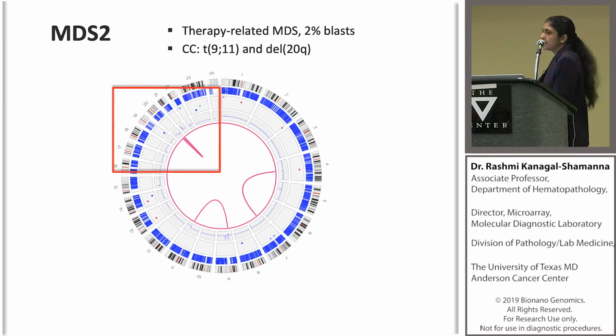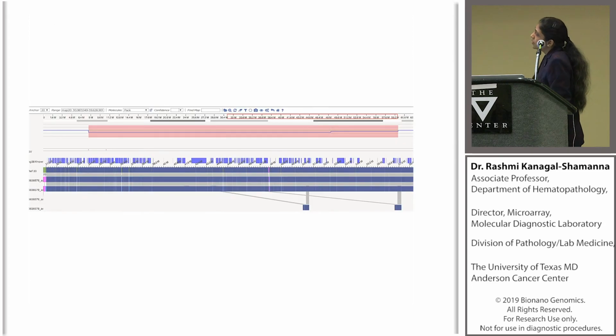So here is a second case. This was a therapy-related myelodysplastic syndrome in a patient with a prior history of breast cancer, again with 2% blasts. Conventional cytogenetics showed translocation 9;11, and there was another deletion, 20q. So here is the circus plot again, and the deletion 20q we are able to appreciate here. And there is the 9;11, and there seems to be another fusion. We can look into it now.